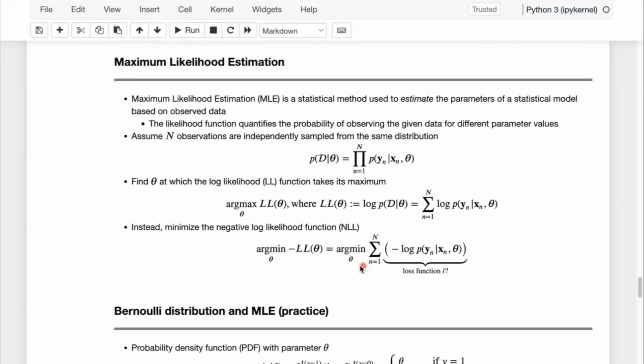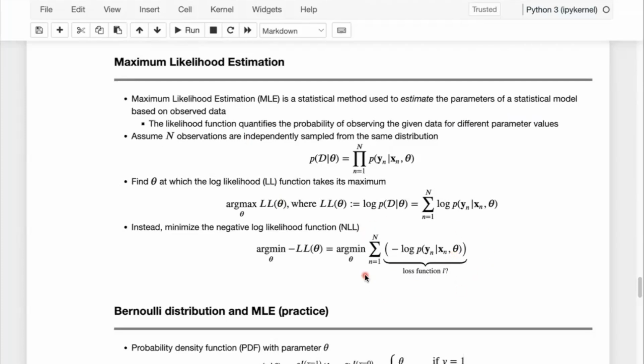So the idea is that you want to minimize this objective function here, which is the sum of the negative log. We can bring this negative sign inside this summation: negative log of individual probabilities for each observation or each output given inputs and this parameter theta.